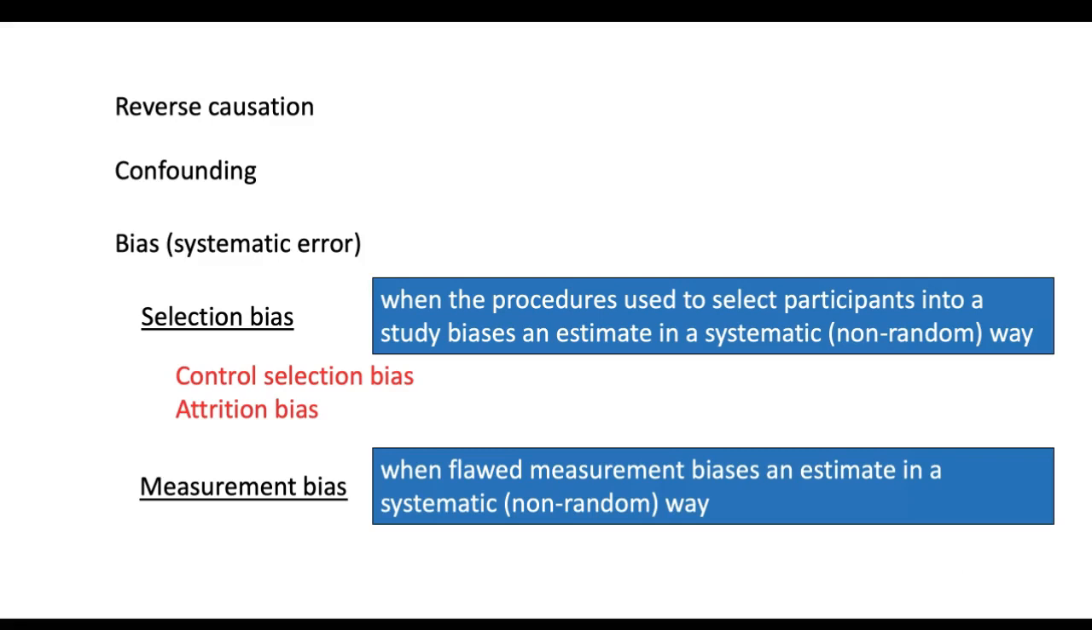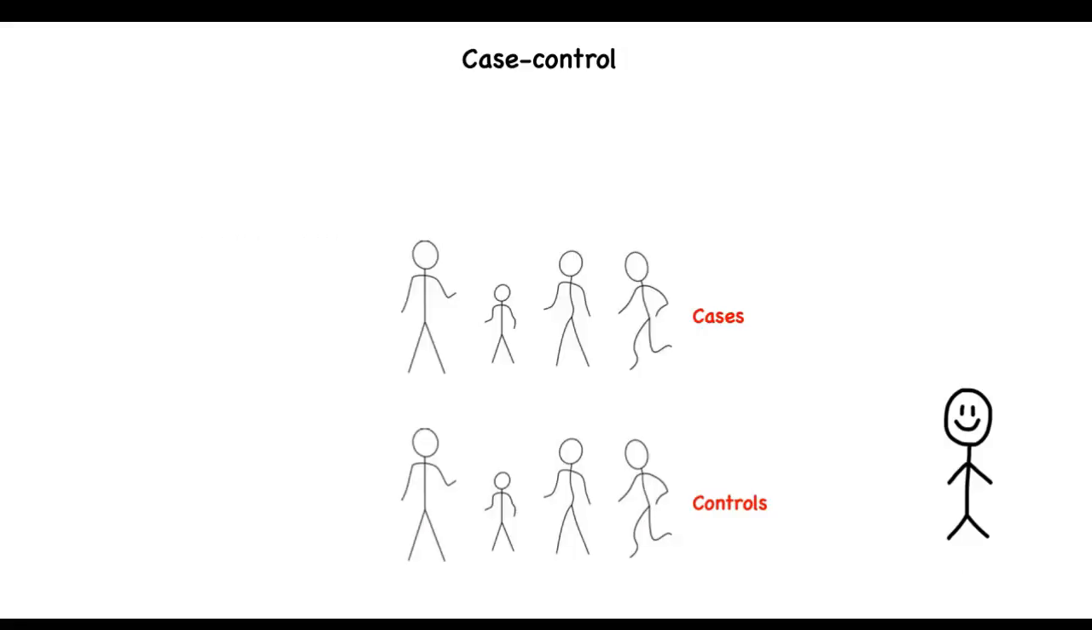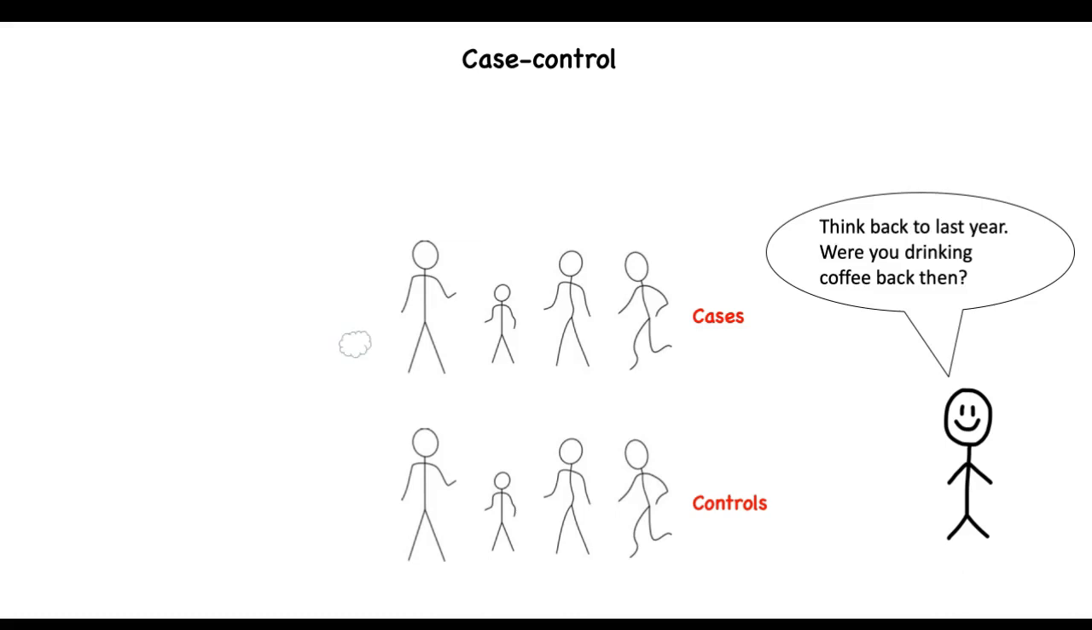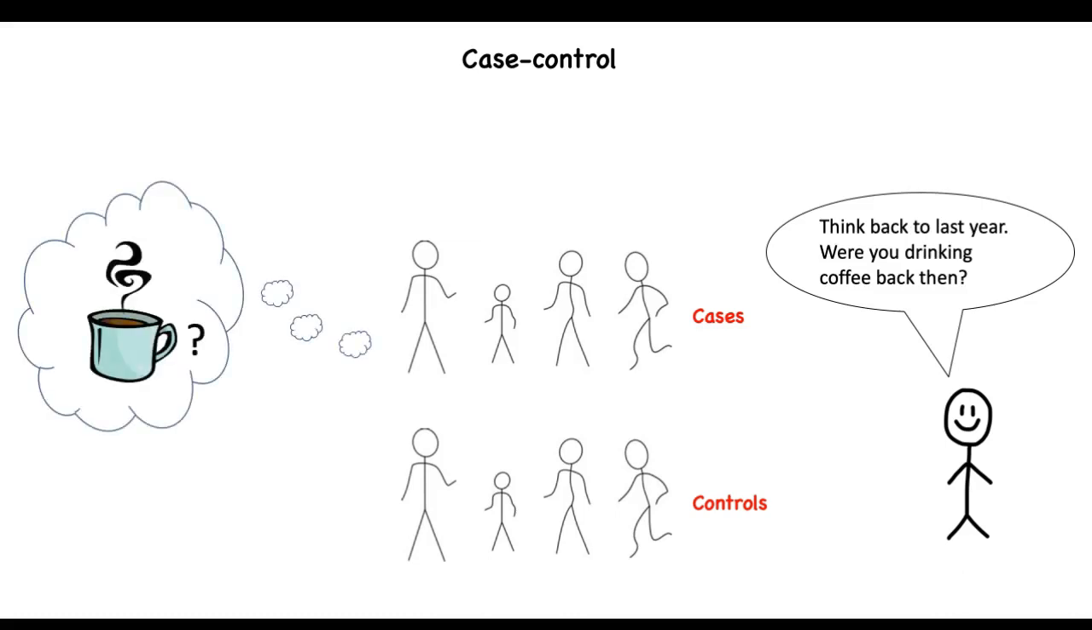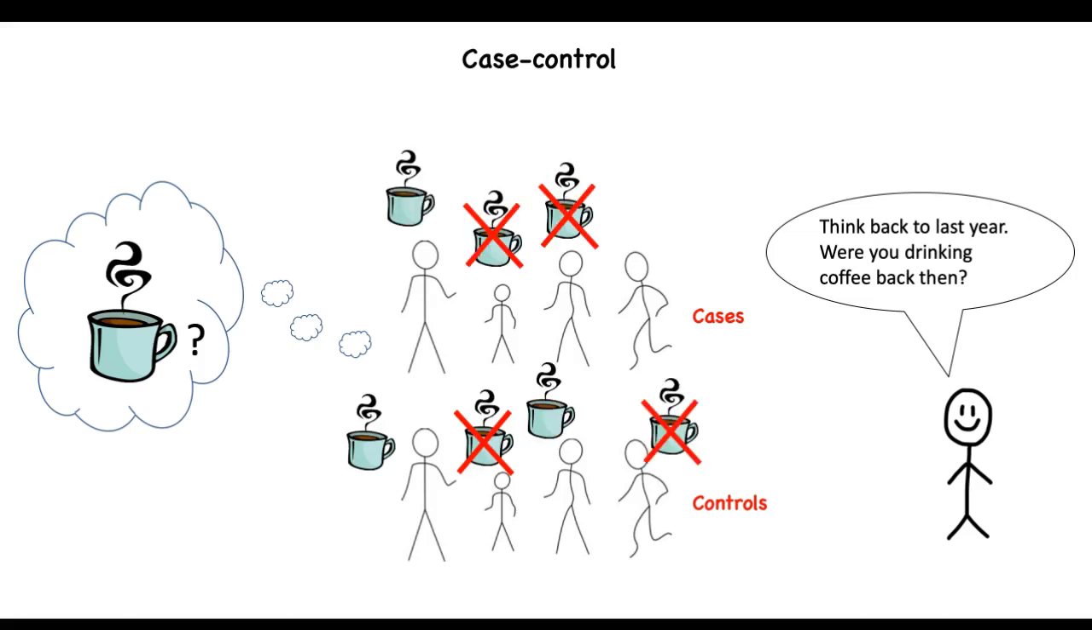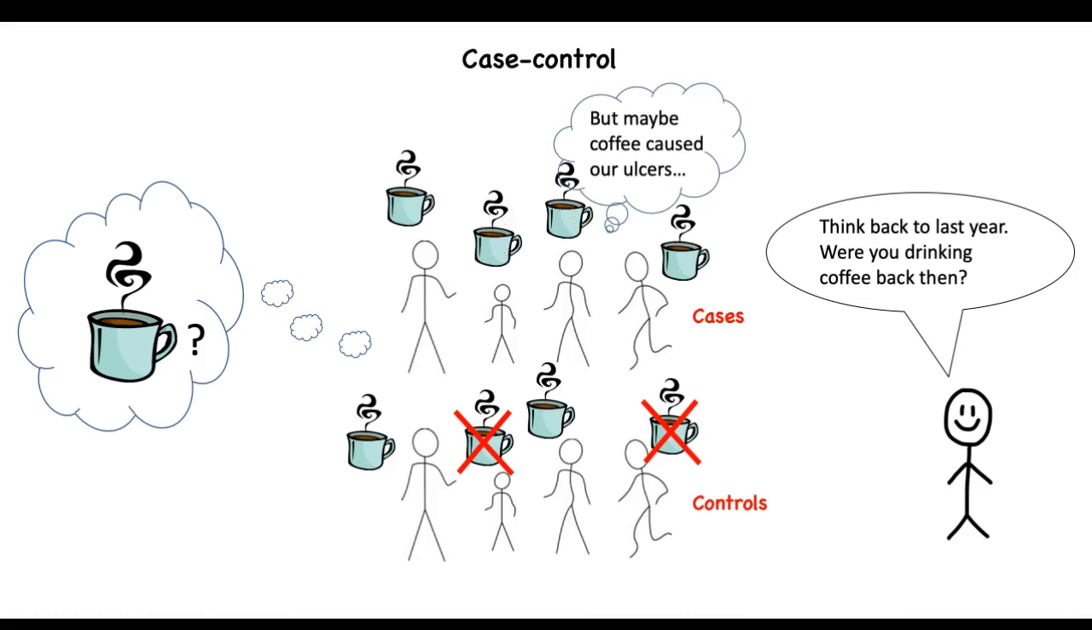An example of measurement bias can occur again in case control studies. Remember that case control studies are retrospective because you're asking people to remember something from the past. One thing that could happen is if cases remember their exposure differently from controls. So when you compare cases to controls, you'll see a difference in coffee drinking because of a difference in recall, not because coffee caused stomach ulcers. This is a form of measurement bias called recall bias.